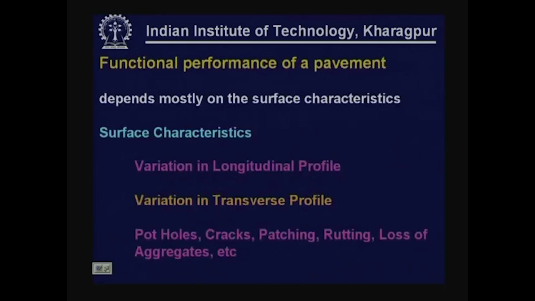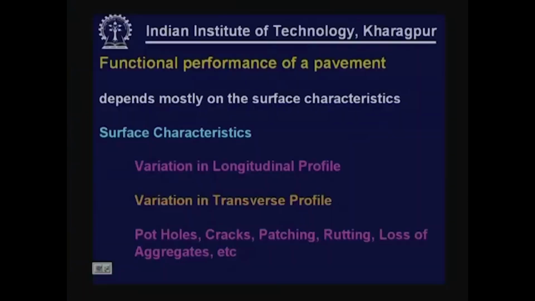Functional performance of a pavement would depend mostly, naturally, on the surface characteristics. If you have bad surface characteristics, the surface profile is varying, you have potholes, you have cracks, you have various problems with the pavement surface, that is going to lead to an uncomfortable ride, maybe an unsafe ride, and also it would lead to an uneconomical ride.